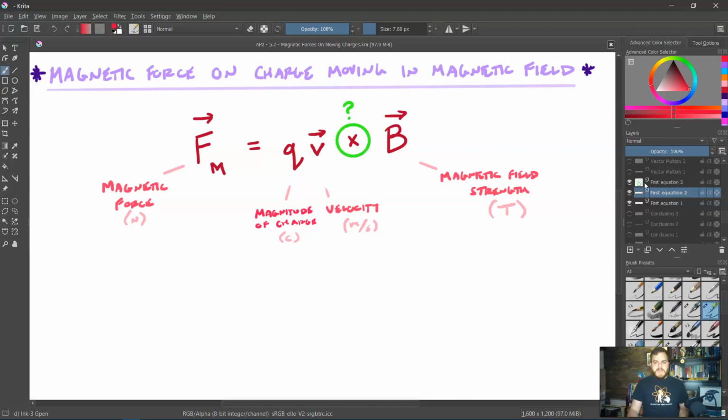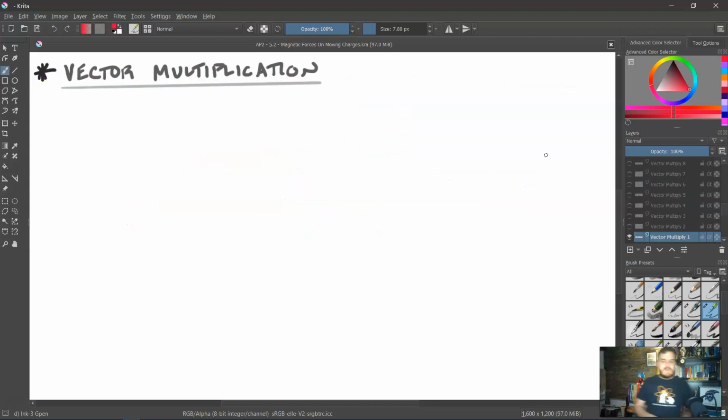But the thing is, Q and V are multiplied here, so why do we have this fancy symbol? And additionally, if you noticed a second ago, I said cross, not multiply. So what exactly is going on there? Well, what that cross actually is, is a form of vector multiplication.